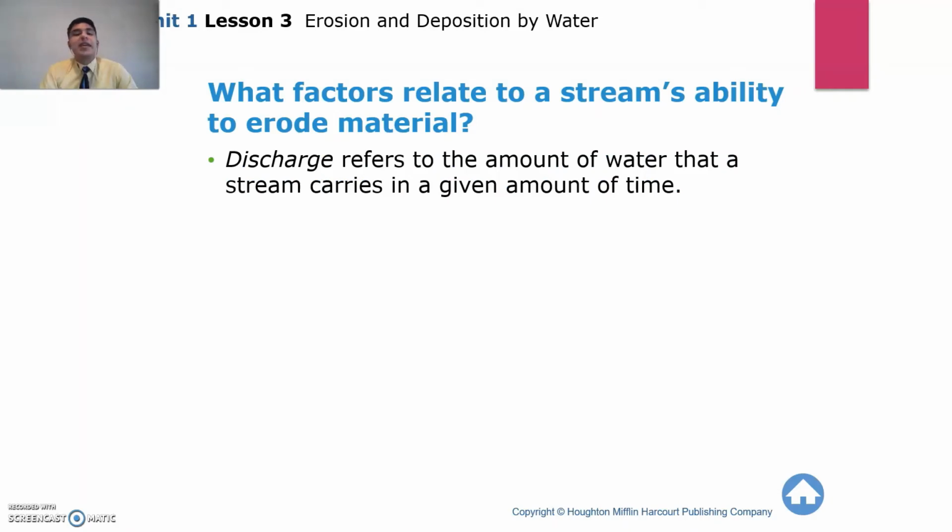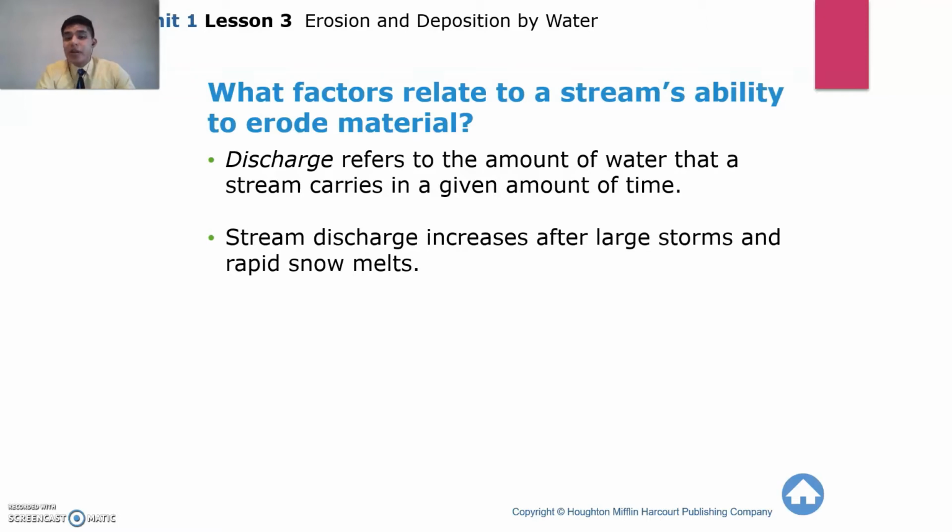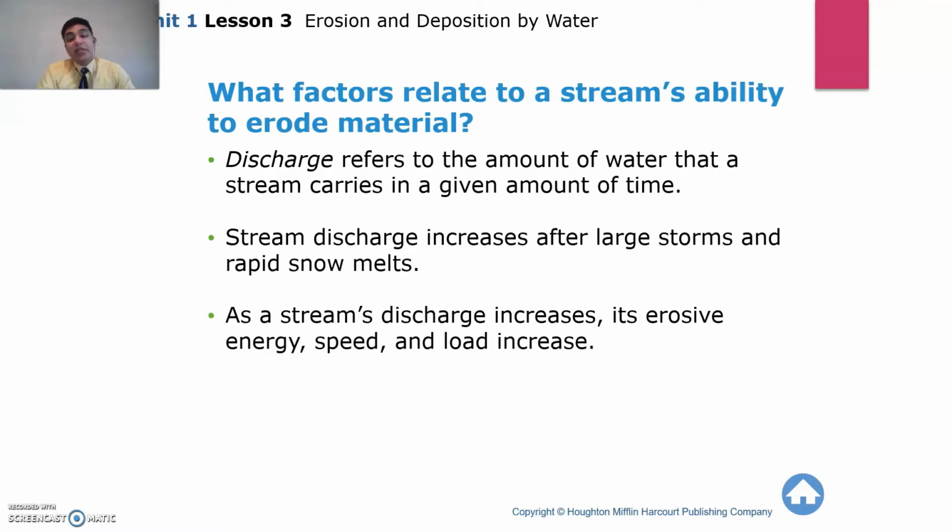This discharge refers to the amount of water that a stream carries in a given amount of time. So how much water, let's say, how big or how small are the currents or the sizes of the streams. A stream's discharge increases after large storms and rapid snowfalls. As a stream's discharge increases, its erosive energy, speed, and load increase.